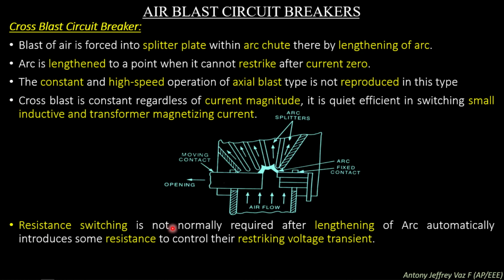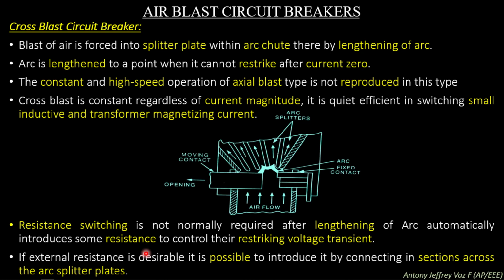Resistance switching is not normally required after lengthening of the arc. Automatically introduce some resistance to control their restriking voltage transient. Since the air is flown perpendicular to the arc, at once lengthening of the arc occurs. So, resistance switching is not needed for cross blast circuit breakers.